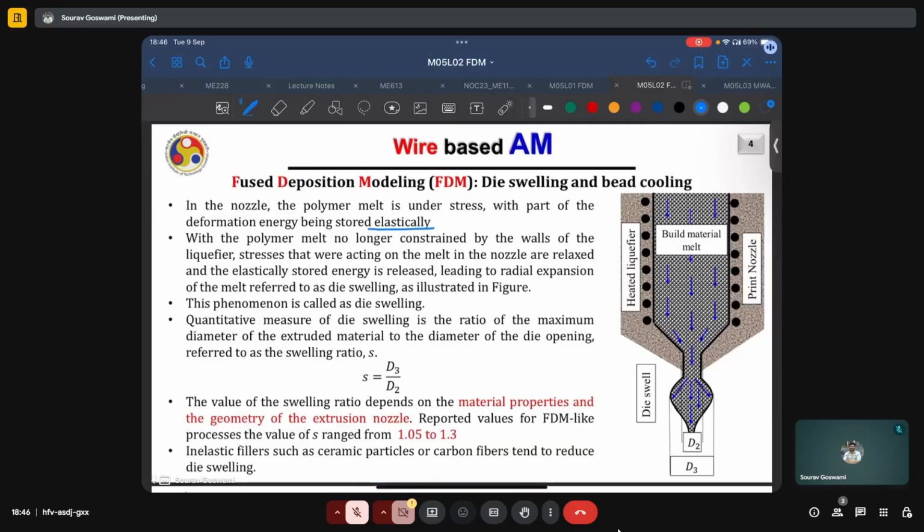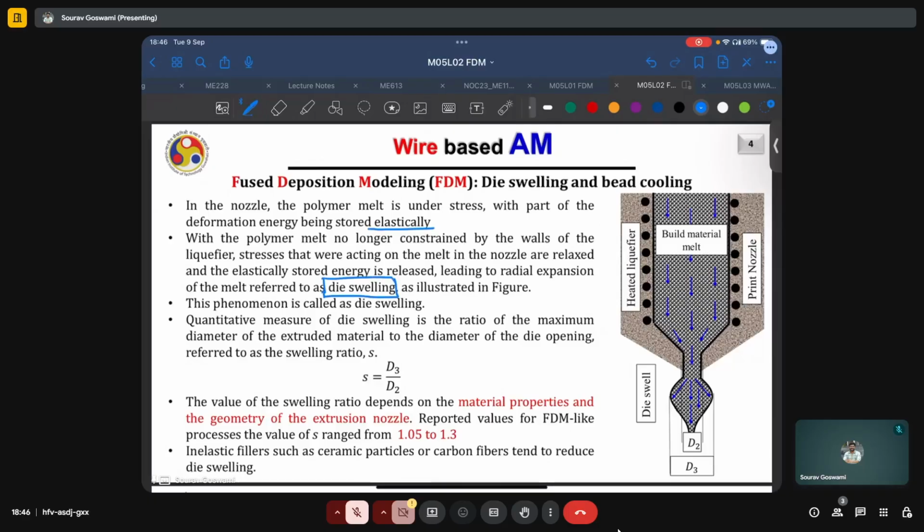When the polymer material is no longer constrained by the walls of the liquefier, the stresses that were acting on the melt in the nozzle are relaxed and the elastically stored energy will be released. And this happens when this liquid polymeric material is expelled through the opening of the nozzle, leading to a radial expansion of the melt, which is referred to as die swelling.